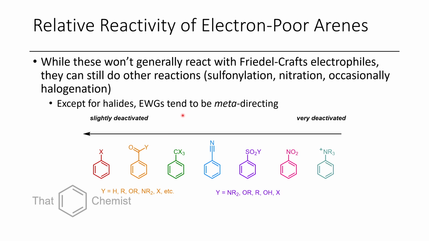Now, if you're curious about electron withdrawing groups, while there are no N parameters determined for these, the relative order of reactivity is still known. So here we still have our halobenzene from the previous one, slightly deactivated. Then as we go to the right, a carbonyl makes it more electron withdrawing. A trihalomethyl group such as a CF3 or a CCl3 makes it even more electron deficient. A nitrile is even worse. Sulfonyl containing compounds are even worse. Nitro is extremely deactivated, and of course the most deactivated would be a quaternary ammonium connected to the benzene. So these do not want to react with very many electrophiles.